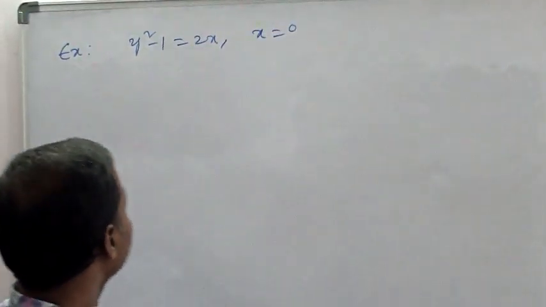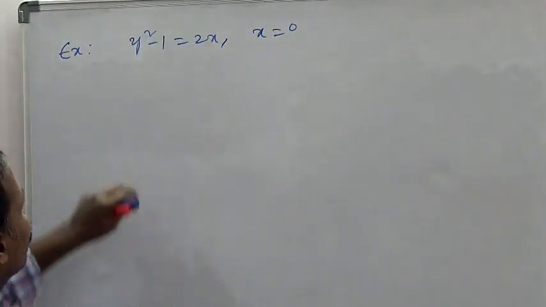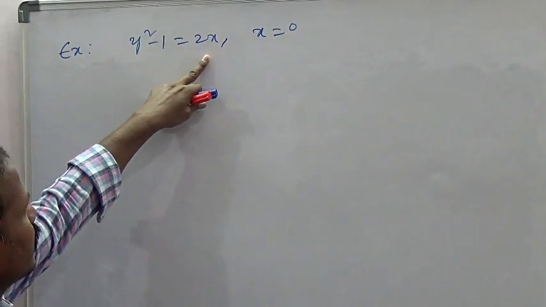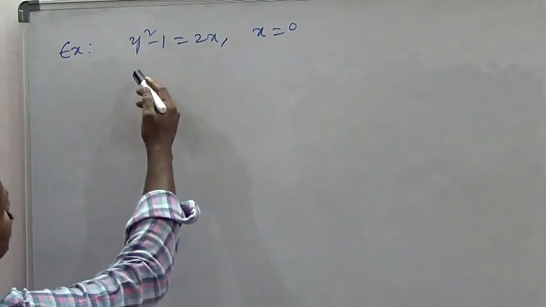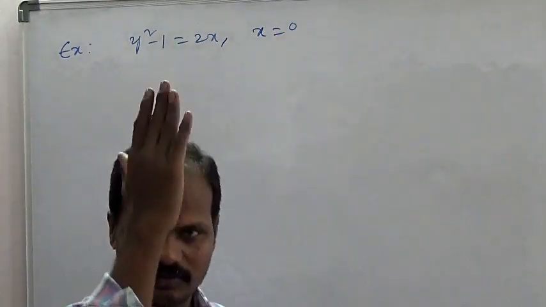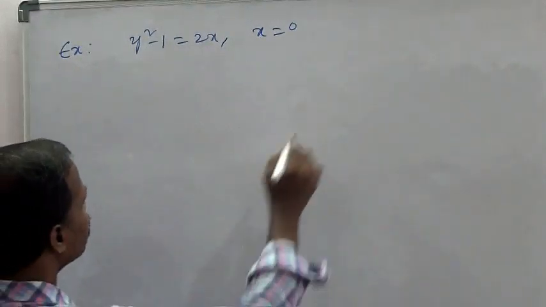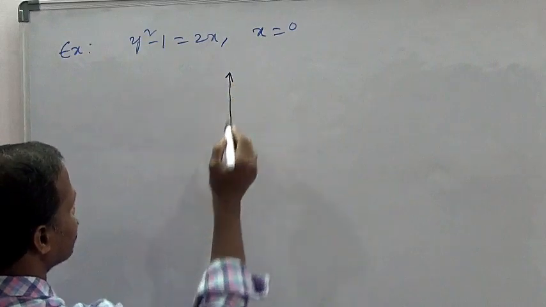Okay, so next problem. Find the area between y square minus 1 equal to 2x and x equal to 0. Now, y square minus 1 equal to 2x is a parabola. X equal to 0 is the y axis. Now you have to draw the graph of these given functions.